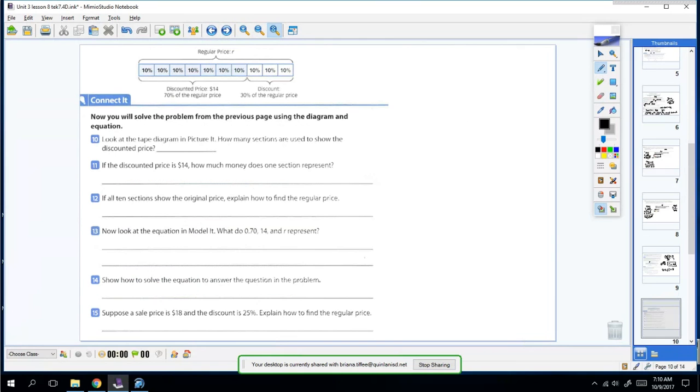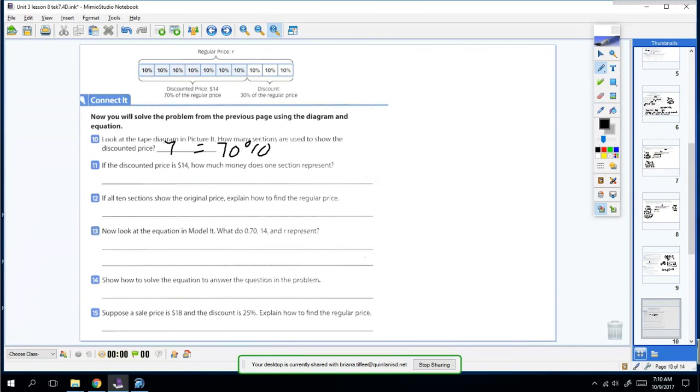So we're actually going to answer some questions even though we just did solve it. Look at the tape diagram in the picture. How many sections are used to show the discounted price? Well, there's 7 sections, which means 70%. If the discounted price is $14, how much does one section represent?